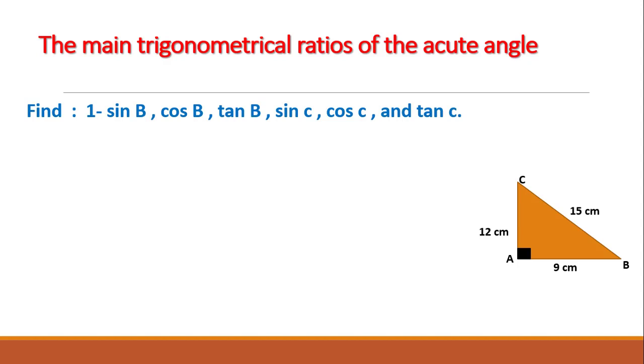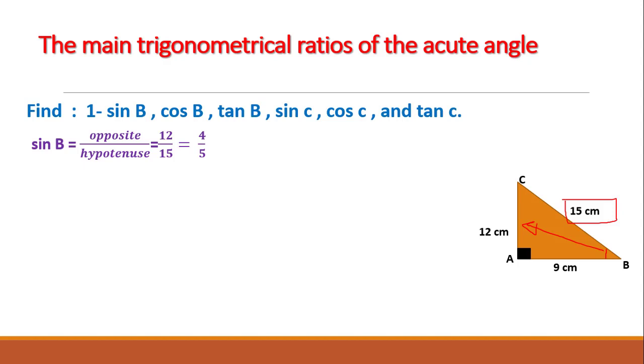I want to get sine B. Let's remember together, sine any angle equals opposite over hypotenuse. What is the hypotenuse? Hypotenuse is 15. So at first, this is the hypotenuse. Okay, now I'm talking about angle B. This is angle B. What is the opposite of angle B? This side, which is 12. And the hypotenuse is 15. So sine B will be 12 over 15. Then I'll simplify it by dividing by 3. So it will be 4 over 5. So sine B will be the opposite of angle B over the hypotenuse.